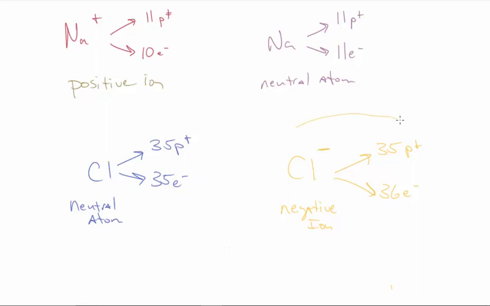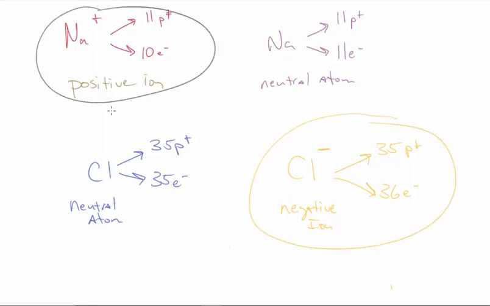And so we want to definitely make sure that we understand the difference here. If I'm looking at positive ions, notice I lost electrons. If I'm looking at negative ions, again, I gained electrons. So we want to make sure that we understand a couple of things. Number one, protons don't change. Positive ions lose electrons. Negative ions gain electrons, all right?